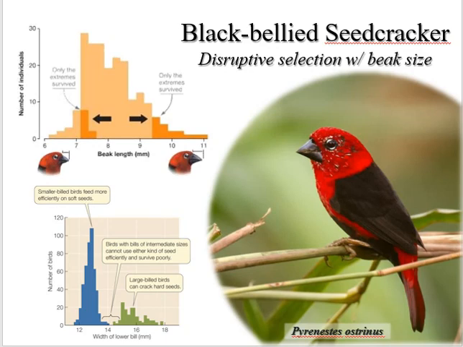You have multiple morphs that vary from one another, and because of those variations in beak size, they're able to occupy different niches.